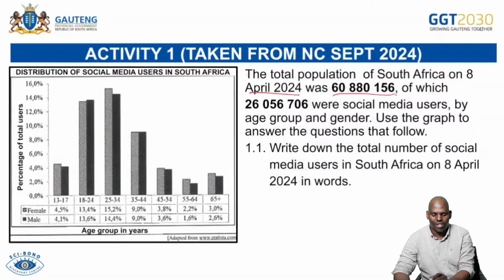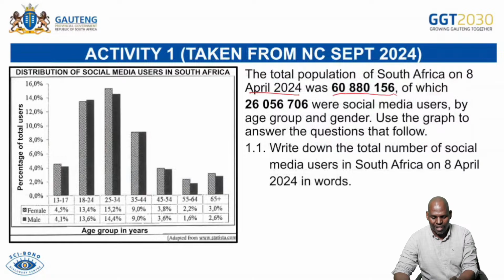60,880,156, of which 26,056,706 were social media users by age group and gender. Use the graph to answer the questions that follow.